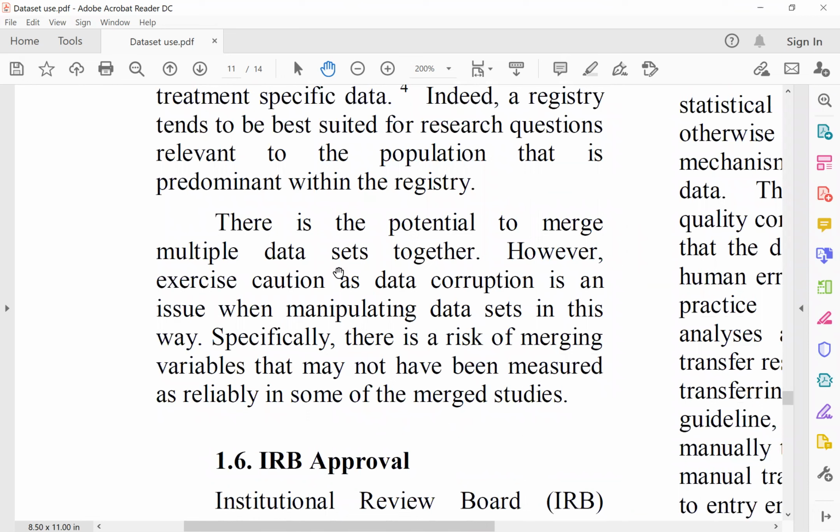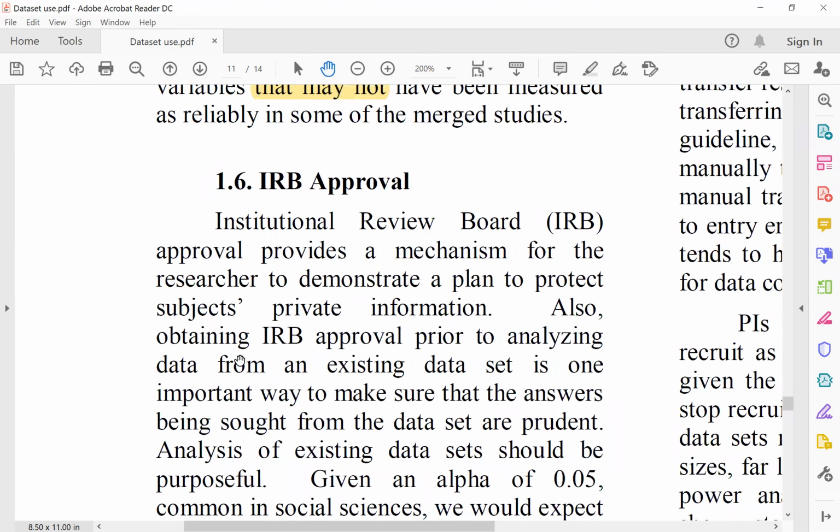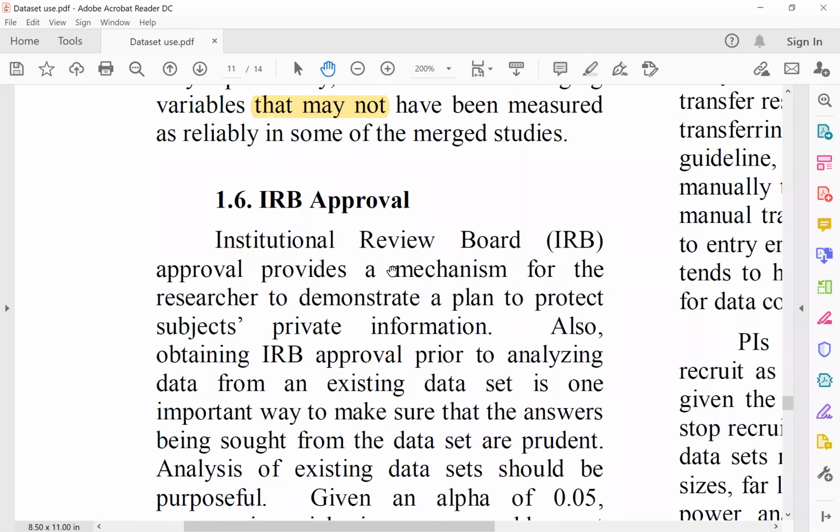There is the potential to merge multiple datasets together. However, exercise caution as data corruption is an issue when manipulating datasets in this way. Specifically, there is a risk of merging variables that may not have been measured as reliably in some of the merged studies. Then we talk about IRB approval.